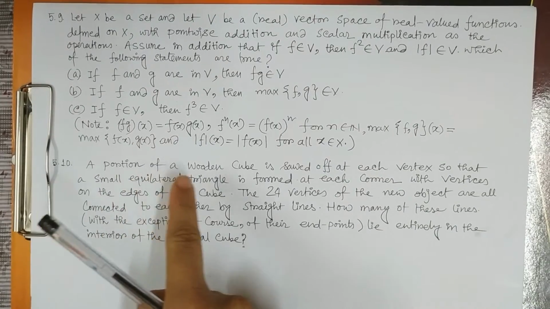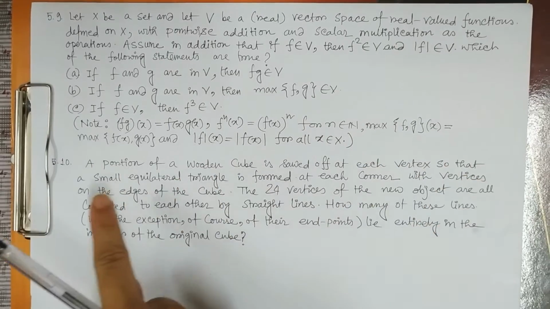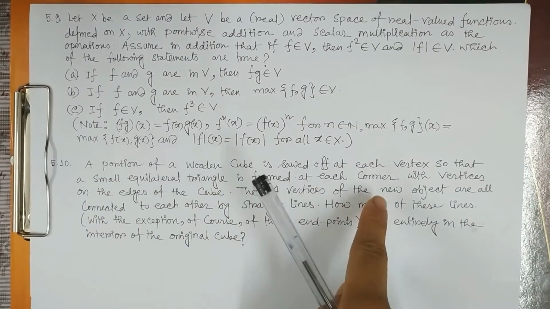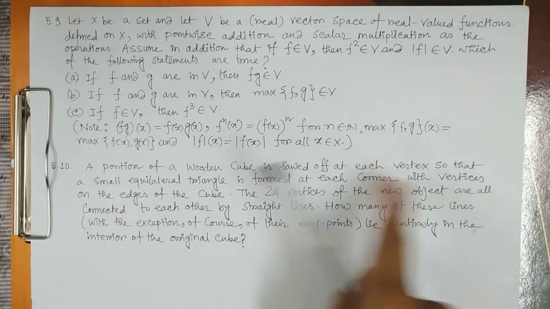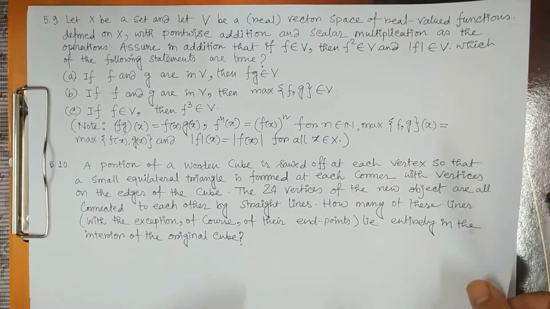A portion of a wooden cube is sawed off at each vertex so that a small equilateral triangle is formed at each corner with vertices on the edge of the cube. Okay, so let's first of all draw the cube itself.